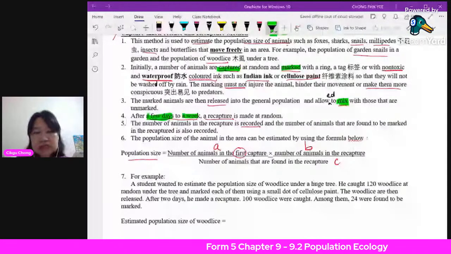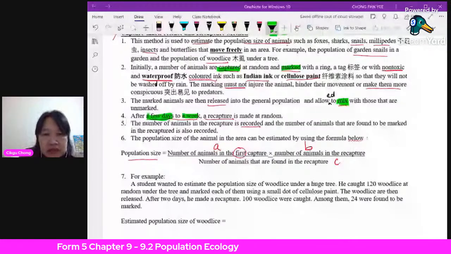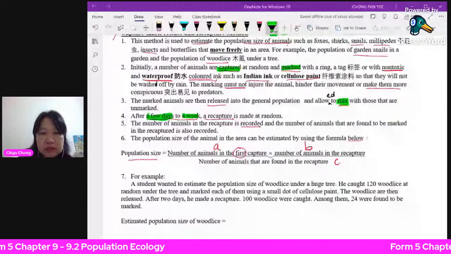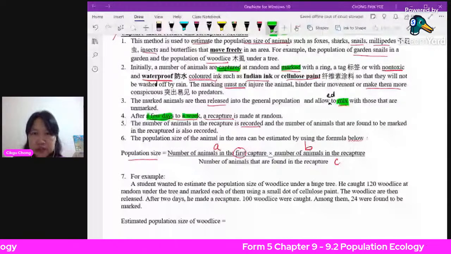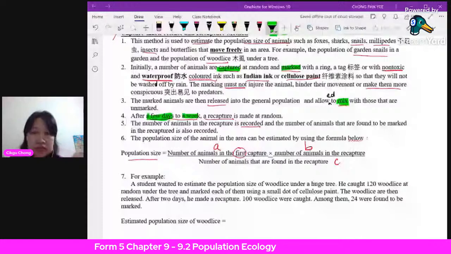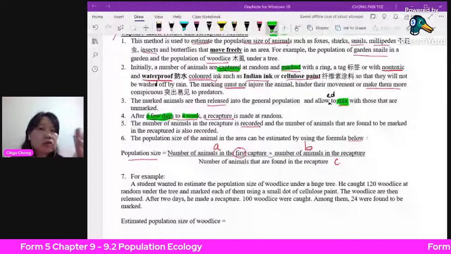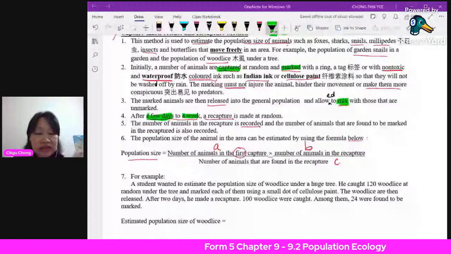So this is the second capture. In the second capture, 100 are caught. So this is your B. B is the second capture. A is your first capture. Then among your 100, some will be marked, some will be unmarked. The marked ones are those that were unlucky, captured 2 times already. So 24 are marked ones.